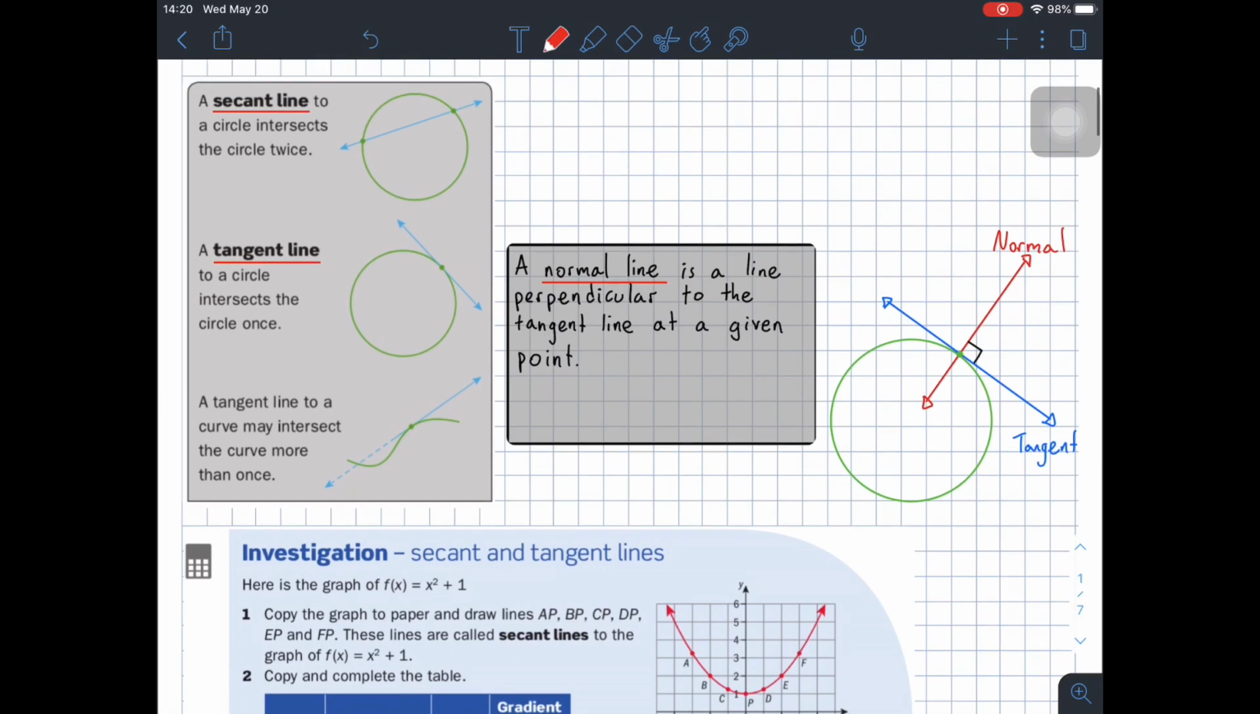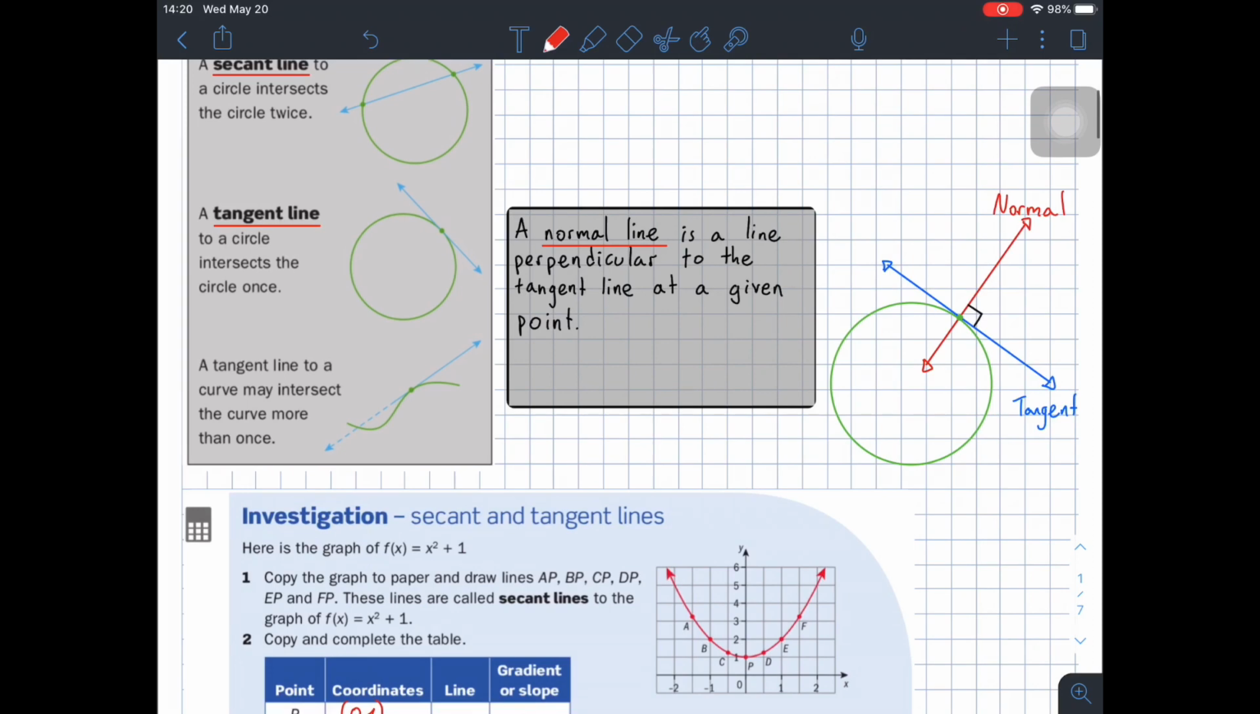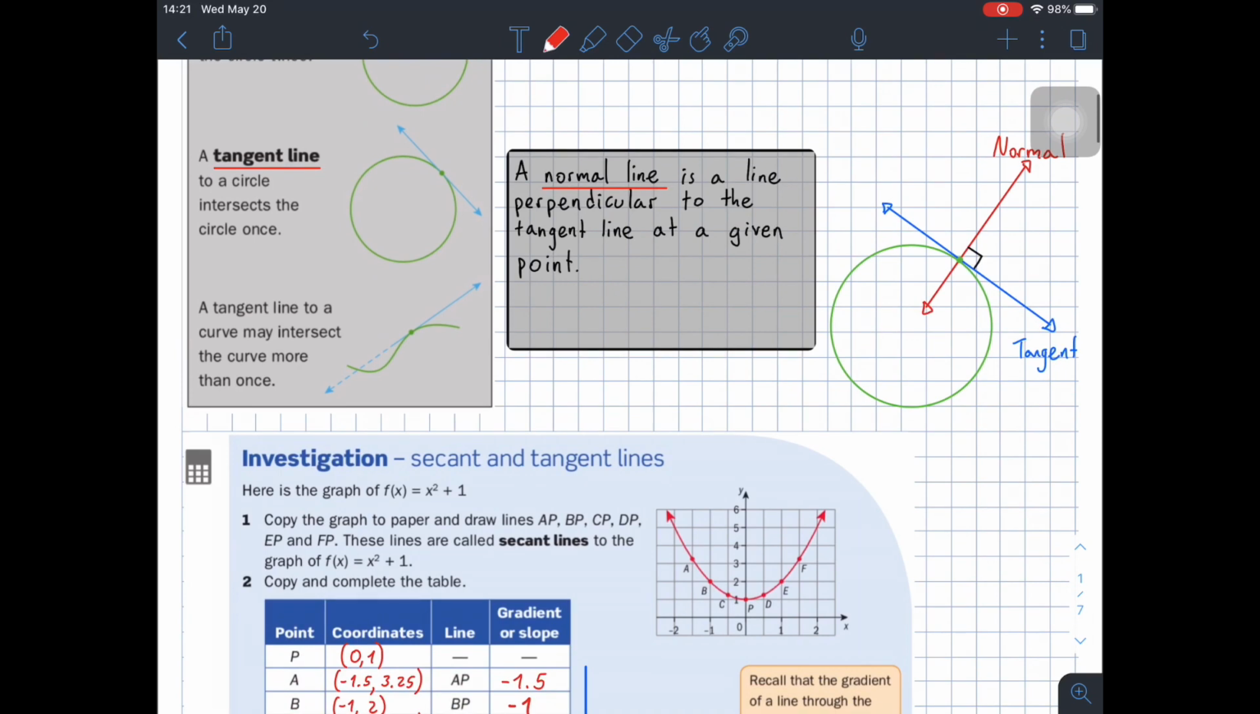And then I added one more definition, which is normal line. And a normal line is a line perpendicular to the tangent line at a given point. So you can see here in this graph over here, for this point over here, we have the tangent line, which is a blue one. And the normal line would be the line that is perpendicular to that tangent line at the same point, right? Perpendicular means that it forms 90 degrees, okay? So that's a normal line, just for you to remember.